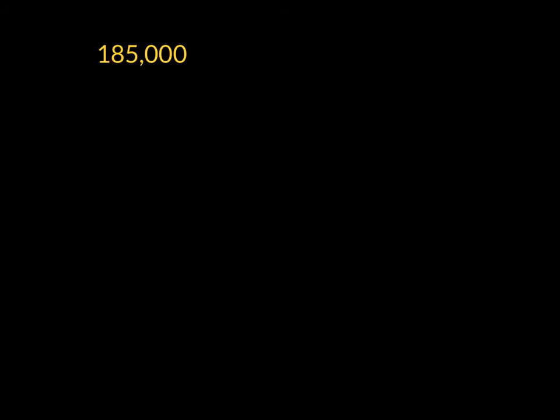So I'm going to write that down. 1.85 times, now we need to figure out our power of 10. Let's count how many times we moved the decimal. 1, 2, 3, 4, 5. We moved it 5 times, so it's going to be 10 to the 5th power. And that's how we would write that in scientific notation. Let's take a look at one more number.